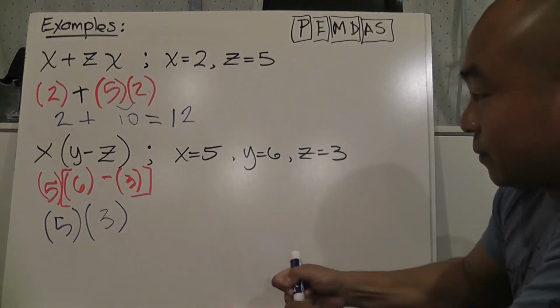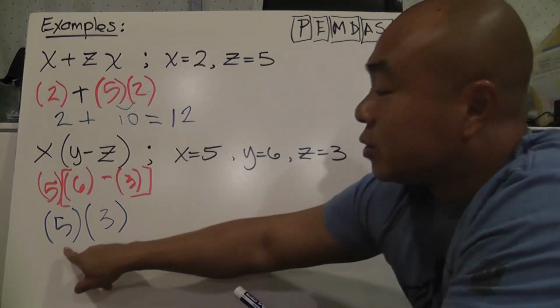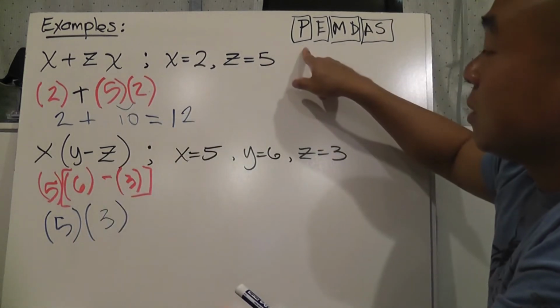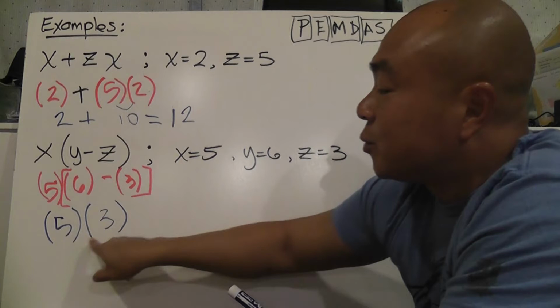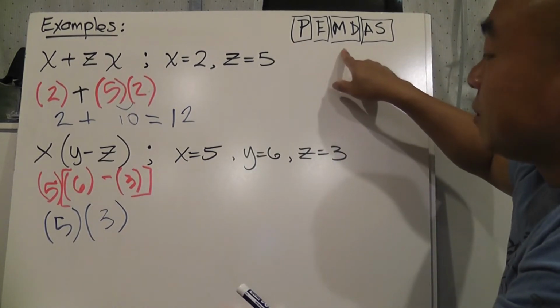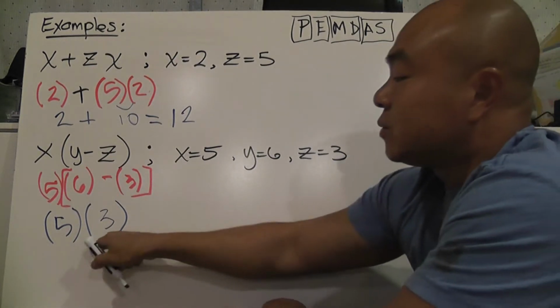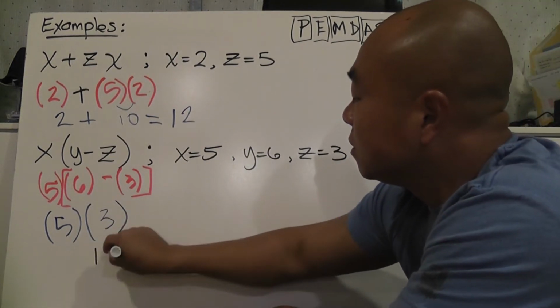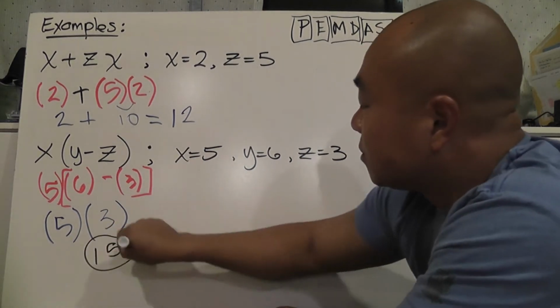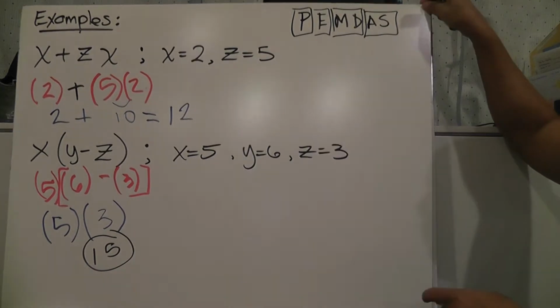Again, 2 parentheses means multiplication. So now we're going to look again here. Within each parentheses, there's no operation to do, no exponents. We do see a multiplication, so we're going to work on that. So 5 times 3 gives you 15. And we're done. Alright, let's work on another problem.